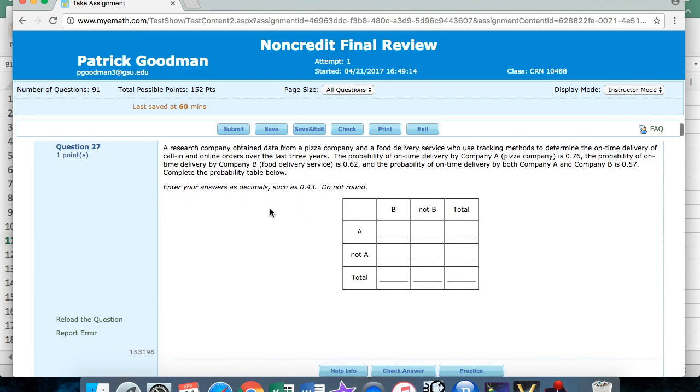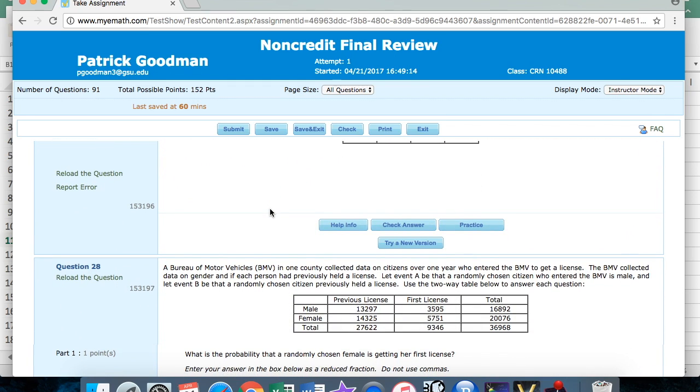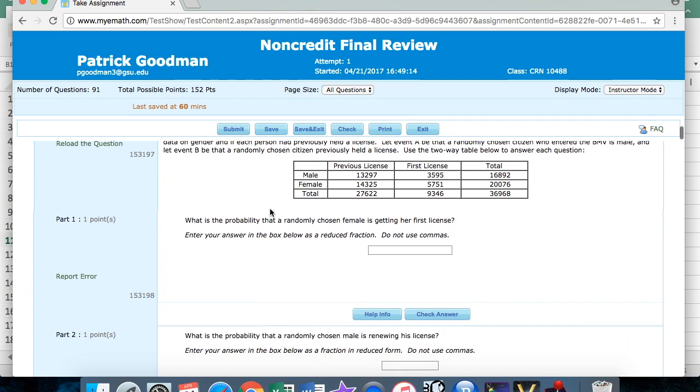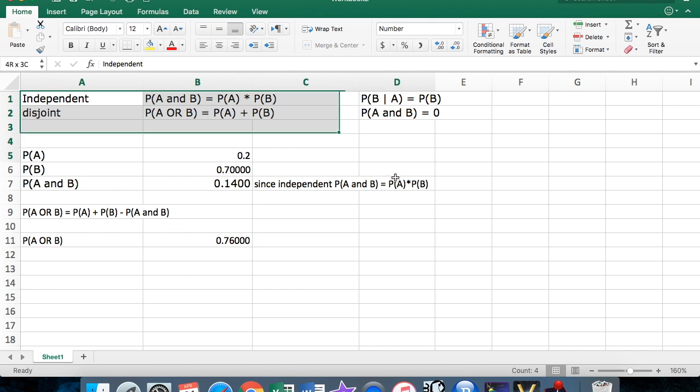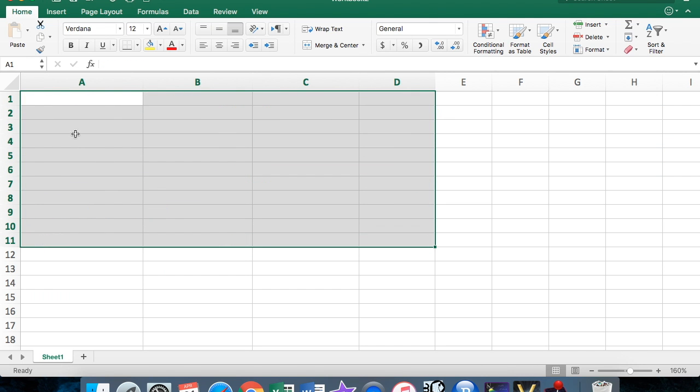All right. So let's do finally a conditional probability problem, and then we'll hop on to our next part, which is the mean and variance of probability distributions. So here we go. Look at this. Probability that a randomly chosen female is getting her first license. So in other words, we are given what about this randomly chosen person? Well, we are given her gender, right? So we are given that this person is female, but we don't know the probability that this female is getting her first license.